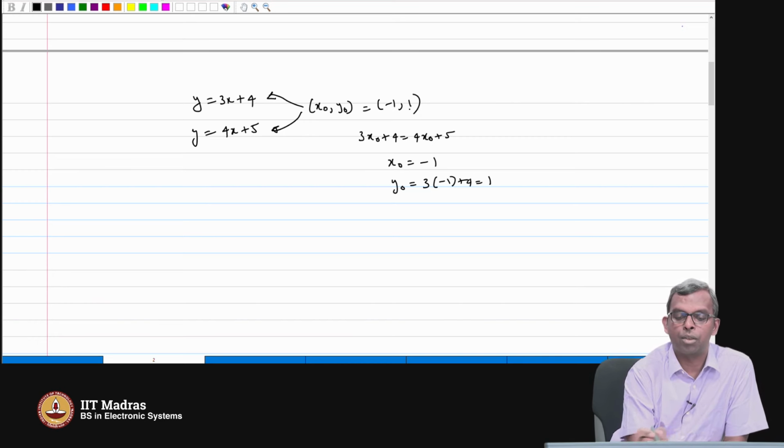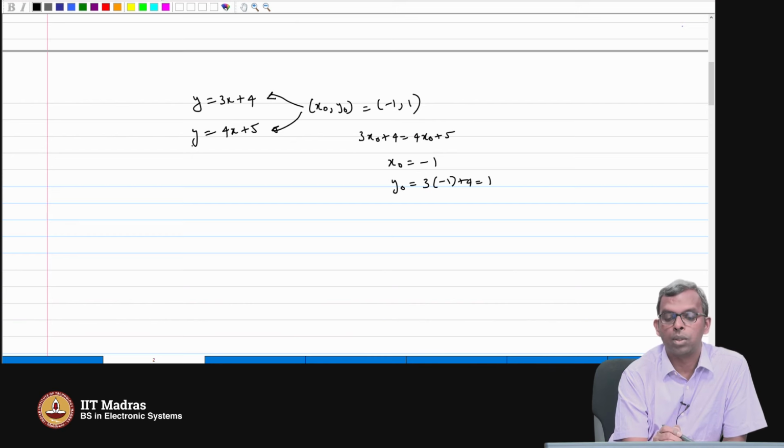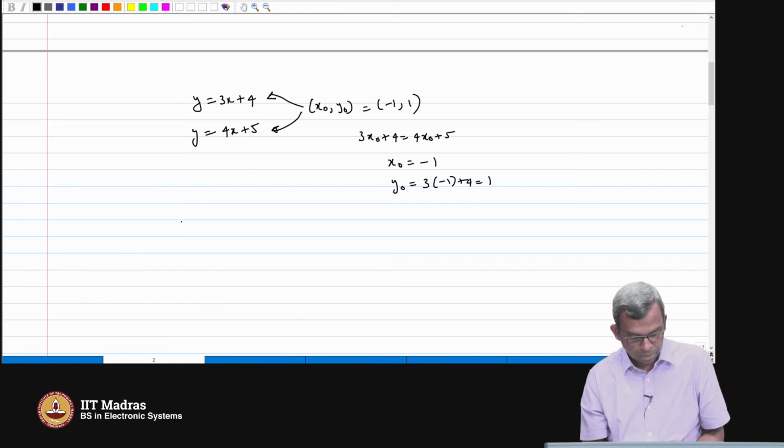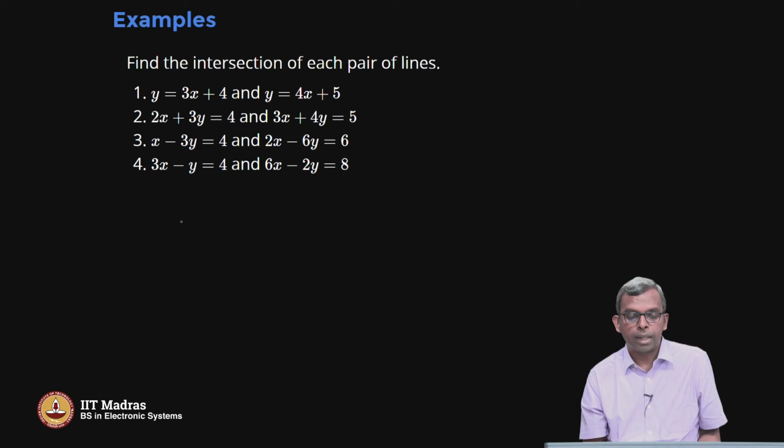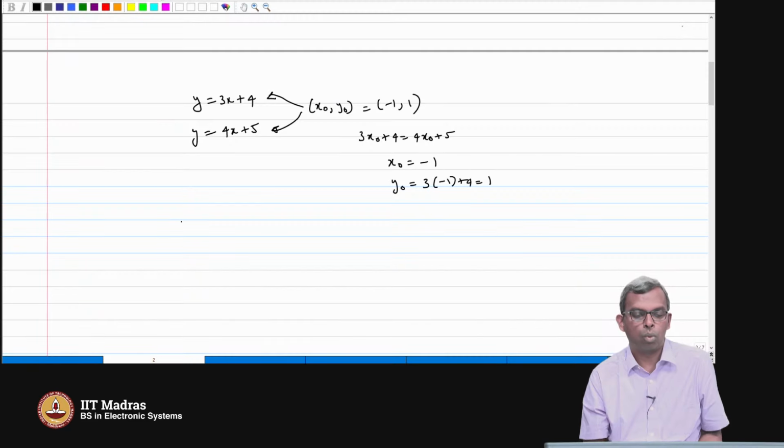You can quickly check that if you put (minus 1, 1), you get this line as well as this line, right? So x equals minus 1 gives you y equals 1 here, and x equals minus 1 gives you y equals 1 here. How simple is this, right? So you can very quickly do this. Let's do the second problem. The second problem is given in a slightly different way. Let's write it down and then we'll do the other way.